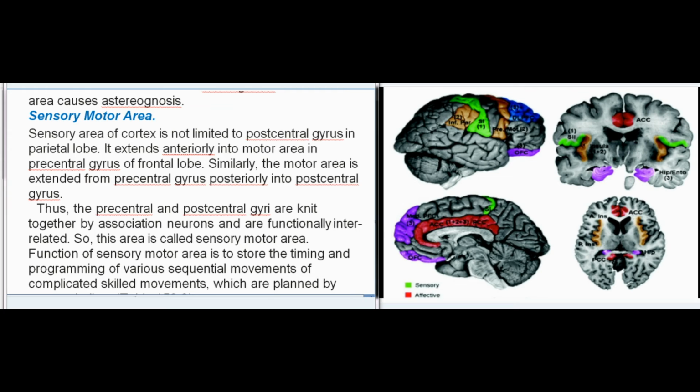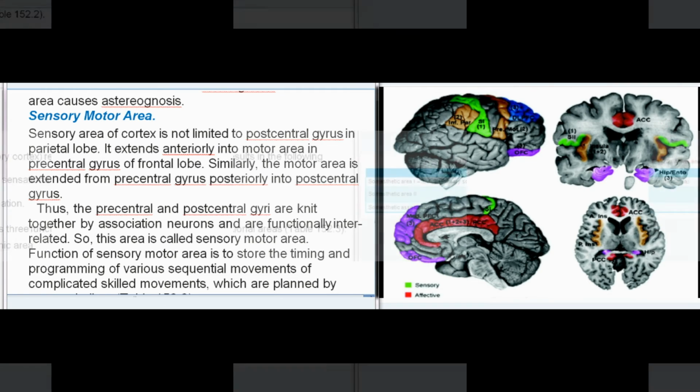Sensory motor area. Sensory area of cortex is not limited to post-central gyrus in parietal lobe. It extends anteriorly into motor area in precentral gyrus of frontal lobe. Similarly, the motor area is extended from precentral gyrus posteriorly into post-central gyrus. Thus, the precentral and post-central gyri are knit together by association neurons and are functionally interrelated. So, this area is called sensory motor area. Function of sensory motor area is to store the timing and programming of various sequential movements of complicated skilled movements, which are planned by neocerebellum, Table 152.2.